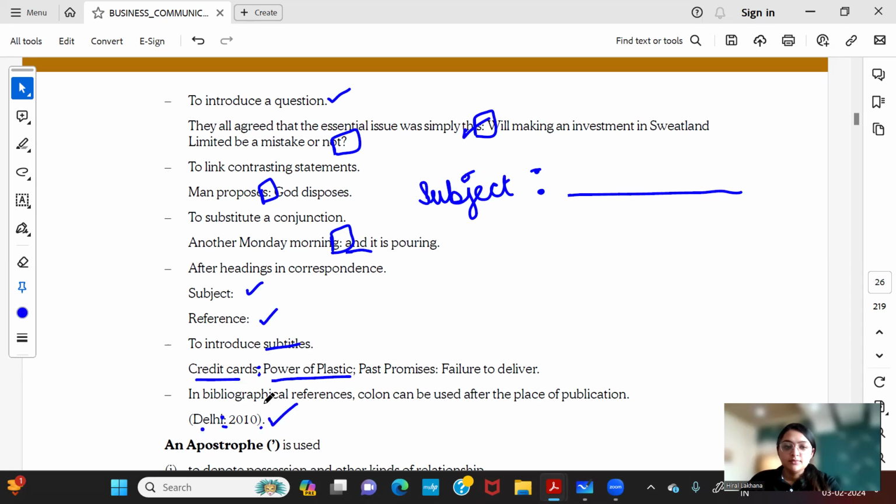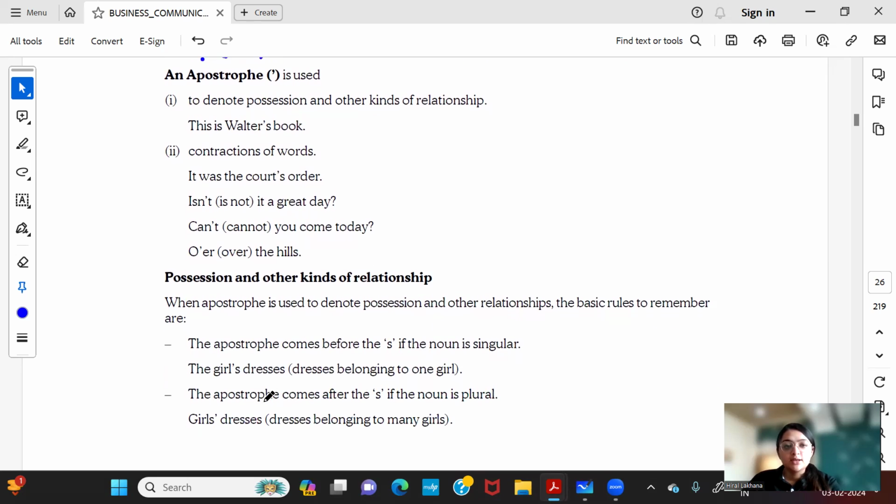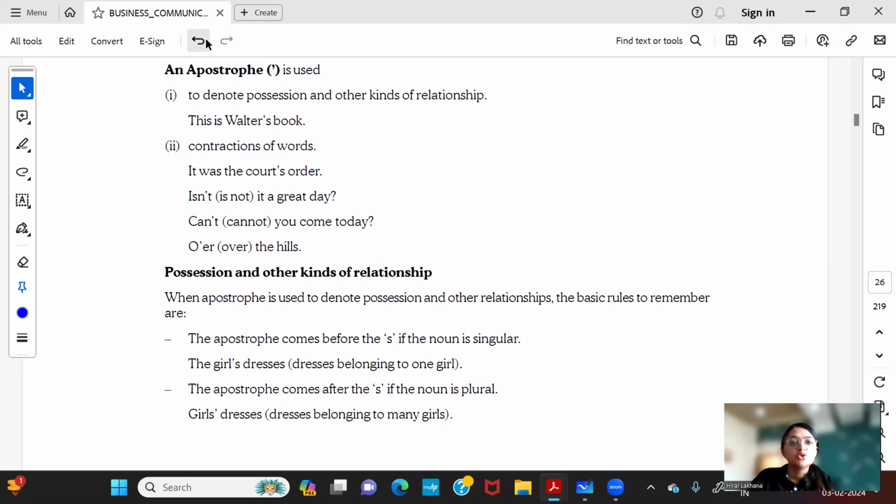Moving on to the next punctuation that we dealt with, we have the apostrophe. Like I was mentioning, it is used for either possession or contraction of words. Now, it was the court's order. Whose order was it? It was the court's order. So this is showing possession of the order.